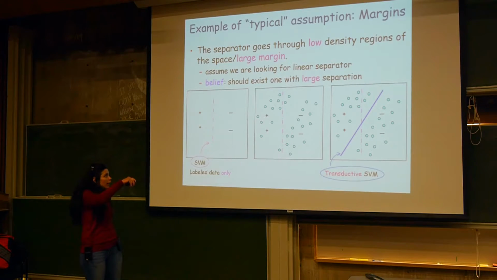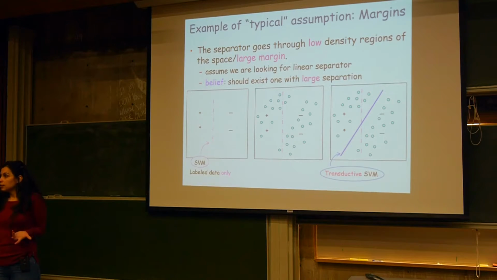Now once I have lots of unlabeled samples, and I realize that this separator over here is not a good separator because it cuts through high density regions of the space, then if I have a few labeled samples and lots of unlabeled samples, and I find the separator that maximizes the margin over all the data and gets the labeled data right, in this example I would get the right separator.